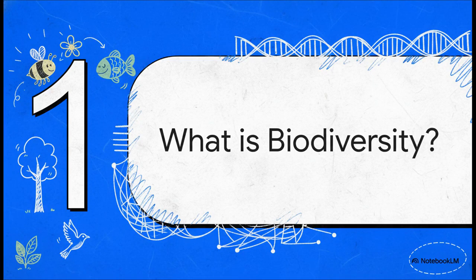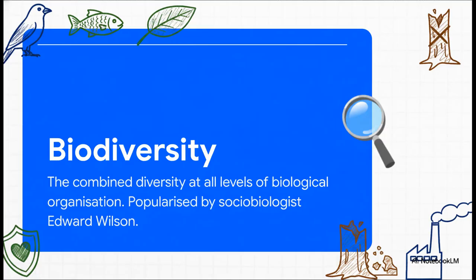Okay, first things first. Let's tackle the big question. What exactly is this thing called biodiversity? Let's make the definition crystal clear. So, in the simplest words, biodiversity is just all the different kinds of life you find in one area, the total variety of life on Earth. We're talking everything from the tiniest genes to massive ecosystems. Oh, and a fun fact for your exam, the term was made popular by the sociobiologist Edward Wilson. Basically, it's everything living all around us.